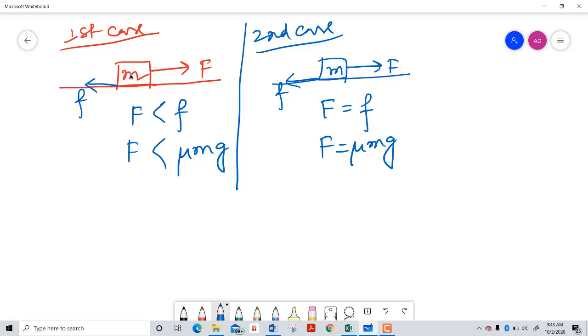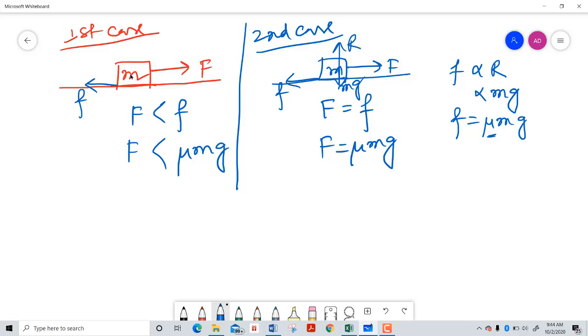Why every time am I writing mu mg in place of the friction force? Because if the object has a mass of m, it has a weight of m into g, and the normal reaction force is equal to R. The friction force is directly proportional to the normal reaction force, and to the weight of an object. That means I can represent it as mu mg, where mu is a constant, a dimensionless, unitless quantity. That's why I'm writing that every time.